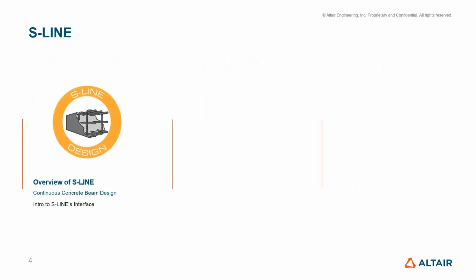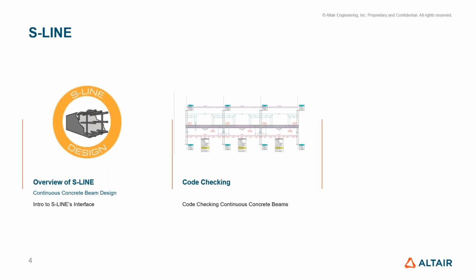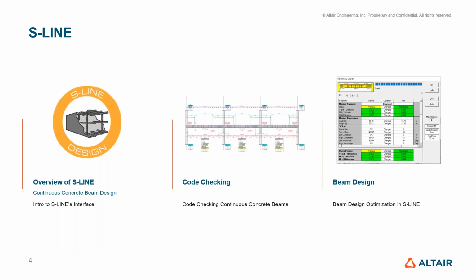So again, we're going to do an overview of S-line and get into the interface of the software. We're then going to talk about code checking for continuous concrete beams and look at beam design. So basically setting up some initial parameters and letting the software try to optimize the design. And at the end of the presentation, we'll also go over an example that's solved by hand and is part of a verification example package that we're currently working on. We're going to be publishing shortly.